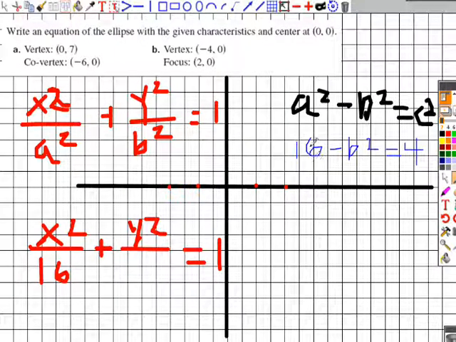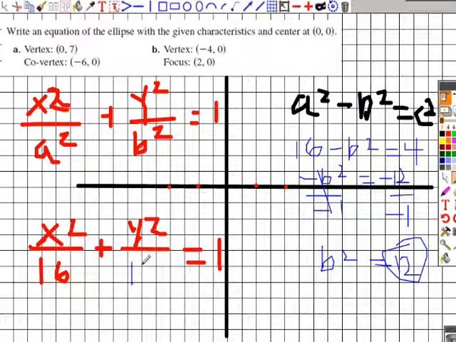Alright, let's subtract 16 from both sides. So negative b squared equals negative 20, right? No, negative 12. Sorry. Okay, now we're going to divide by negative 1. b squared equals positive 12. So if I take the square root, well, actually, you know what? We're looking for b squared, so we don't have to take the square root. Just take this guy, plug him in. So here's my final equation.